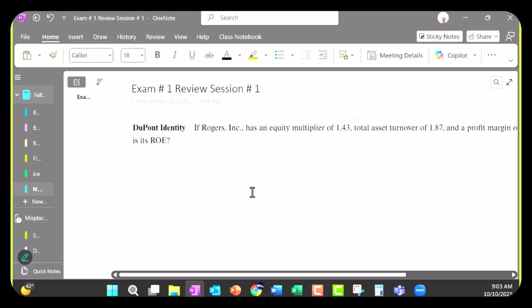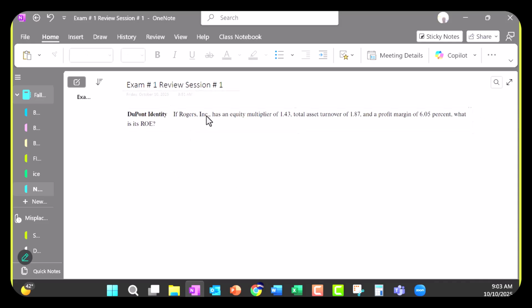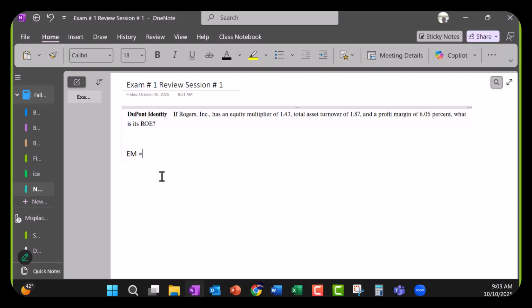Let me make this a bit smaller. All right. We have a company. We know the equity multiplier. So EM equals 1.43. Total asset turnover 1.87. And profit margin equals 6.05%. So we're looking for ROE.